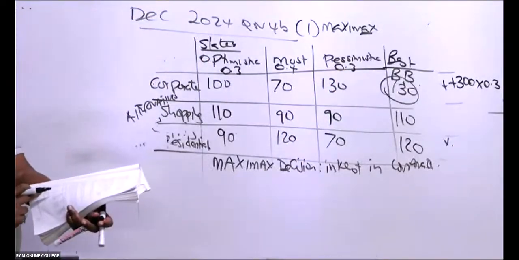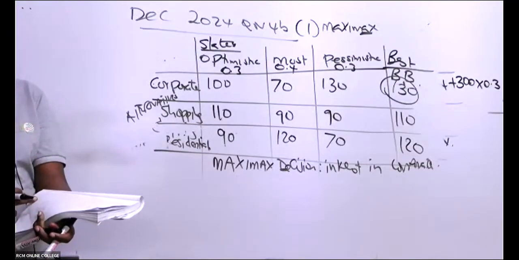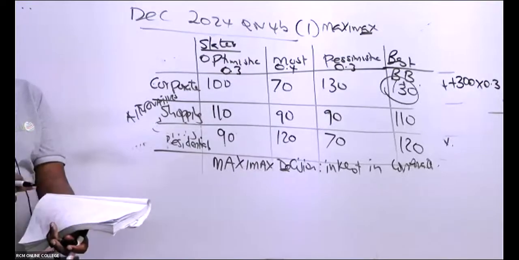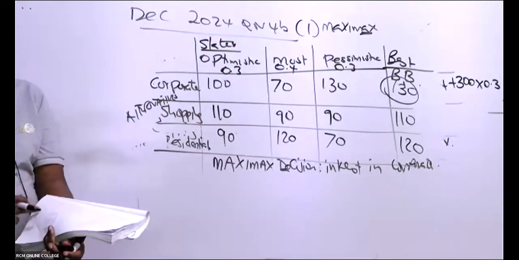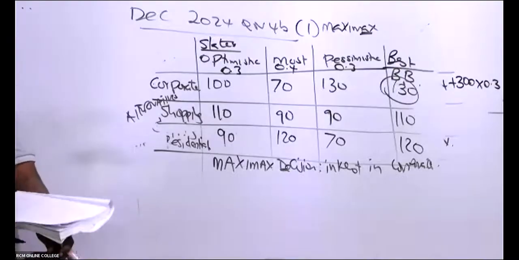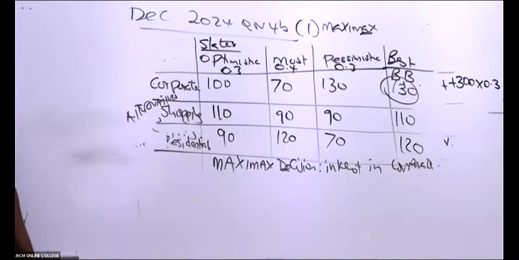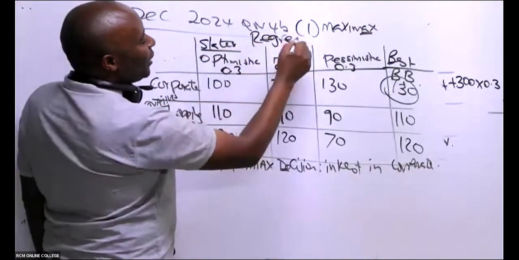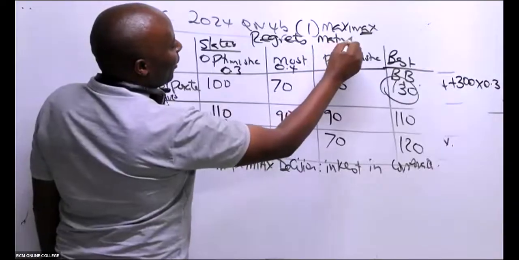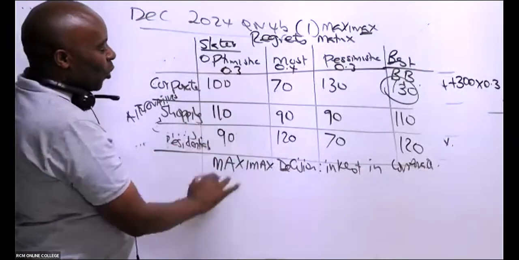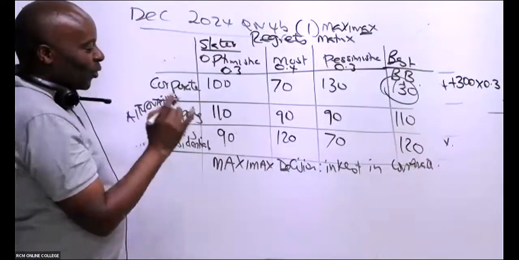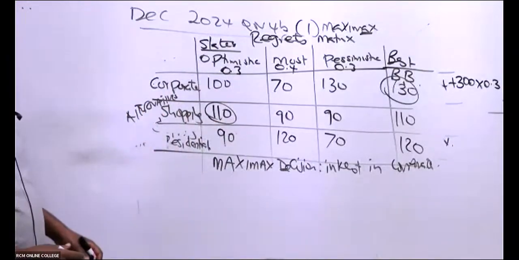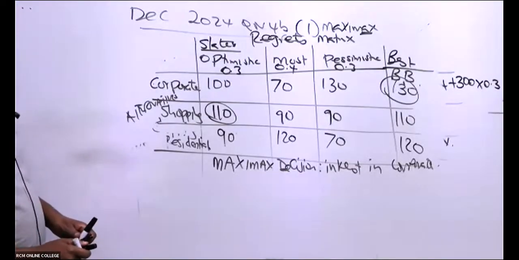So number two, they want me to minimize expected opportunity losses. For opportunity losses, first of all, I need a regrets matrix. Are you able to write for me the regrets matrix? It is very easy to get, because you go to each column selecting the highest. So column number one, which one is the very highest? 110. So using this 110, now you get regrets for column number one.